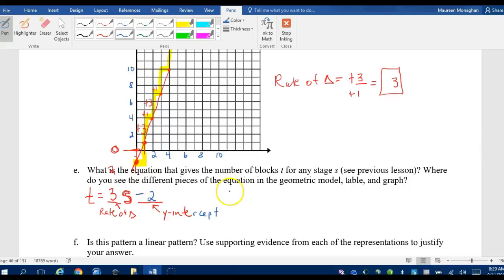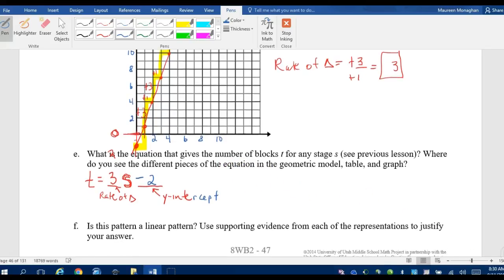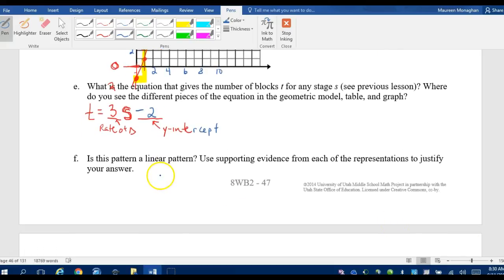So that's one way to find it. The other way would be to use the table and go backwards until you get to 0. Okay? Is this pattern a linear pattern? Sure it is. Let's list why. Well, with the geometric models, what is happening? Same number of blocks added each time. Added each time. Alright, what about the table?